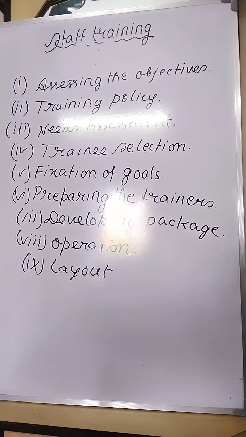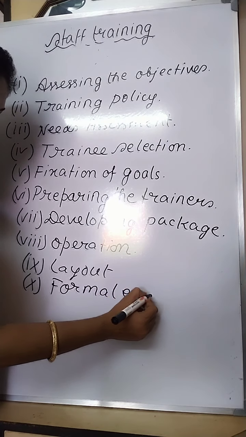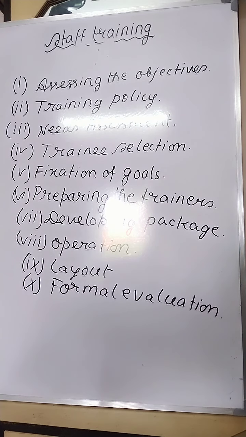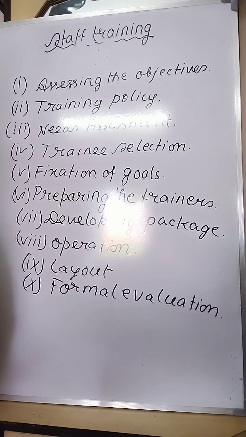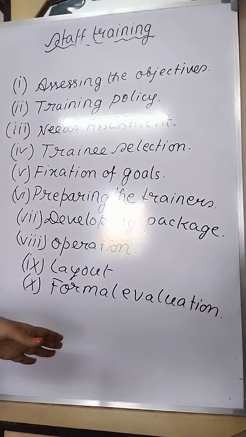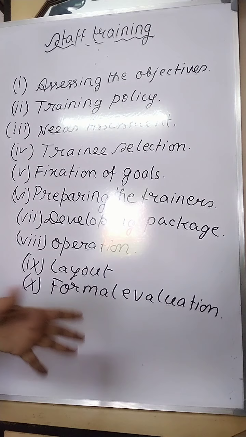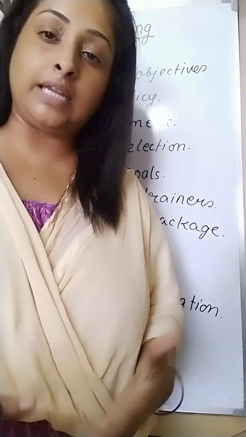And last point is formal evaluation. The 10th point. See, there are 10 points. What is the meaning of this? At the end of the training, formal evaluation of the training program is also necessary. This evaluation must be directly related to the training goals. It involves comparison of actual performance and desired performance. It helps in designing various types of future training programs.